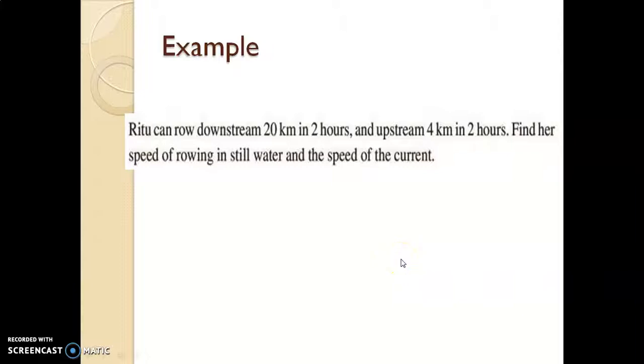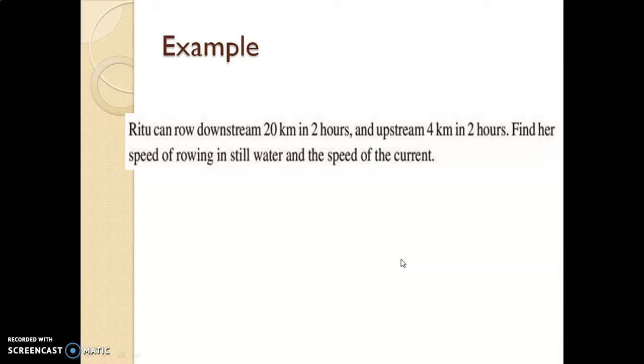Let us continue the slides now. Look at the next example. Ritu can row downstream 20 km in 2 hours and upstream 4 km in 2 hours. Find her speed of rowing in still water and the speed of the current. Here also downstream and upstream are given, and they are asking for the speed in still water and the speed of the current. These are the two unknown values.